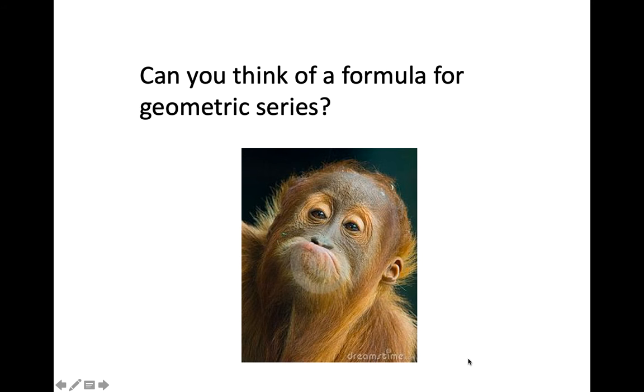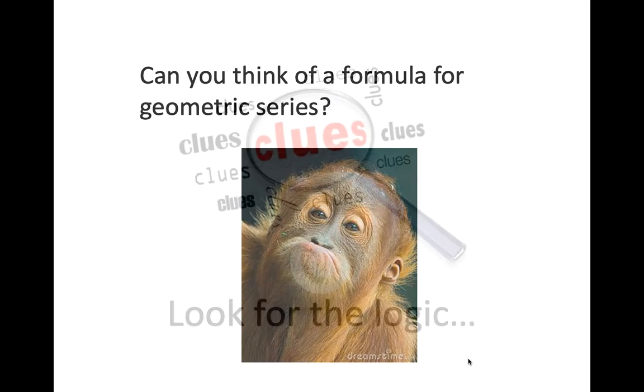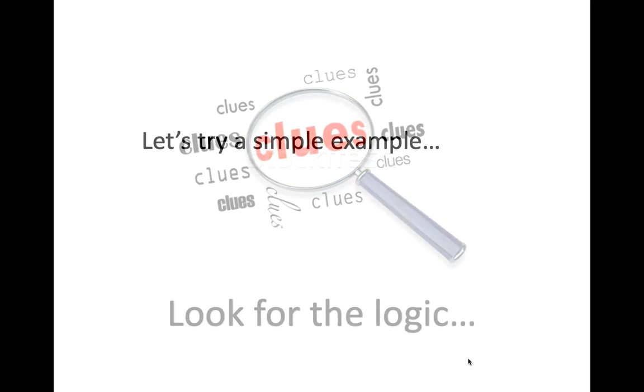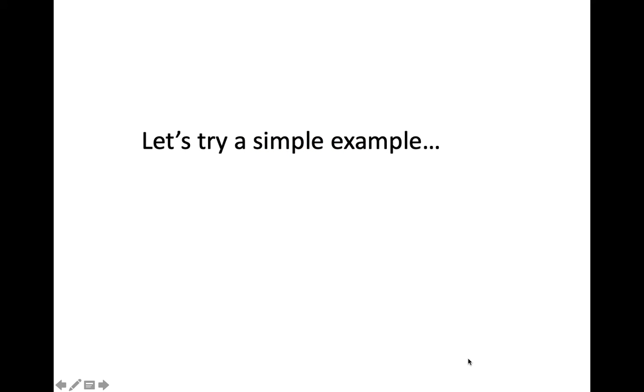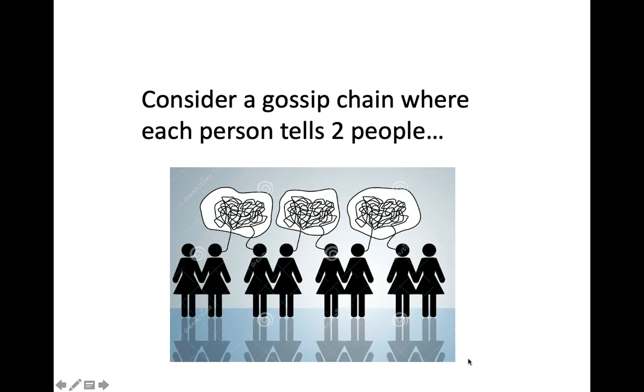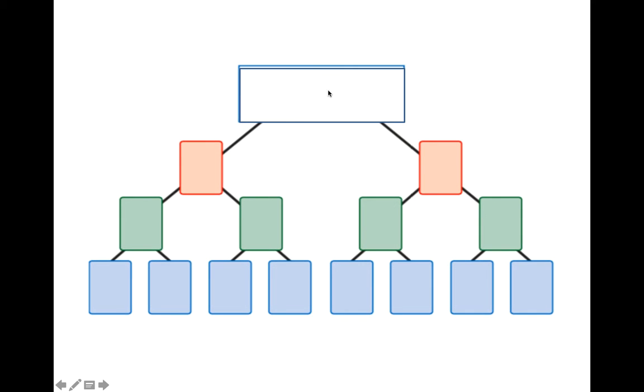So, thinking of a formula for the geometric series, this one is a rather unusual one to come up with. And so, we're going to start by looking at the logic, but we're actually going to take a look at a simple example. And I'm going to show you the process that we go through to get to the general example. So, we're going to consider a very simple geometric sequence where it's a gossip chain, where each person tells two persons. So if you think about what's happening, you've got the beginning person, they tell two, those guys tell two, and so on down through the chain.